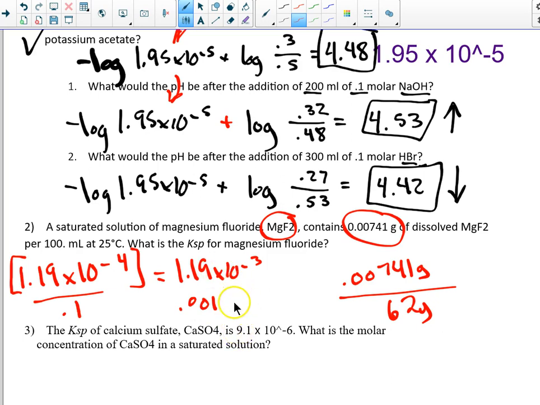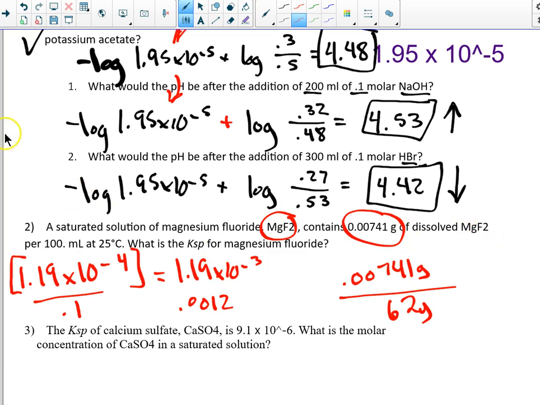Okay, now, what is that? All right, that's the concentration of the dissolved MgF2.